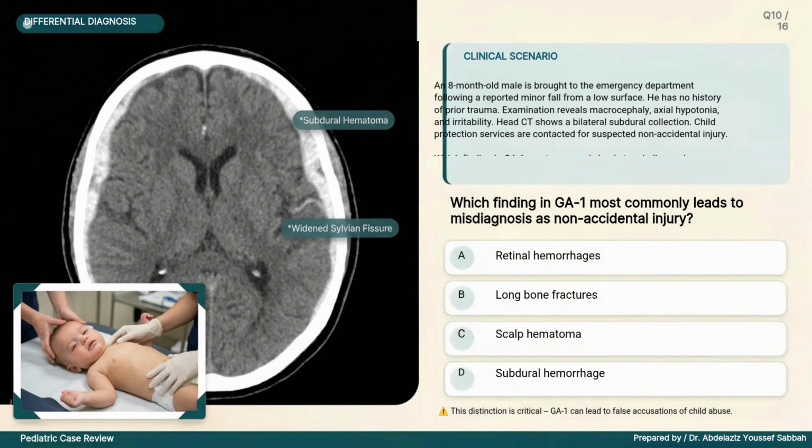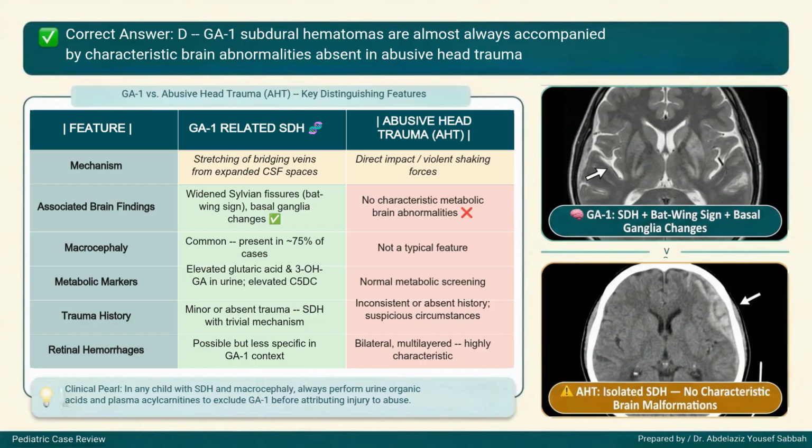Which finding in Glutaric Acidemia Type 1 most commonly leads to misdiagnosis as non-accidental injury, also known as abusive head trauma? Option A, retinal hemorrhages. Option B, long bone fractures. Option C, scalp hematoma. Option D, subdural hemorrhage. The correct answer is option D, subdural hemorrhage.